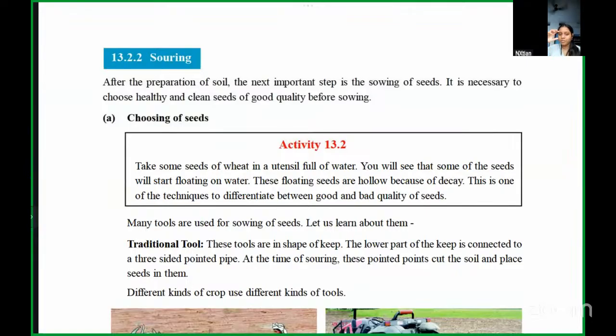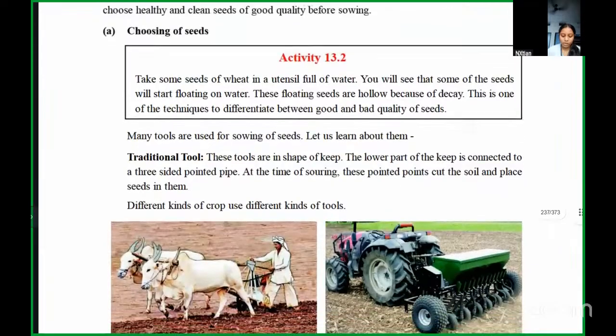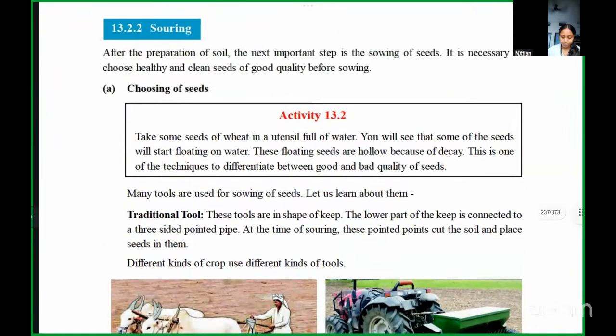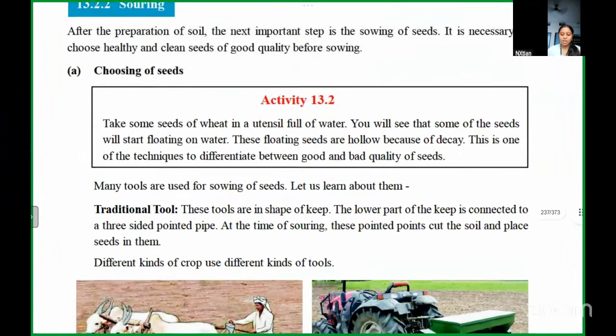Now we won't just directly sow the seeds. In this also some steps are there. First step is choosing the seeds. We will choose what seeds we are planting. How to test if the seeds are good or not?